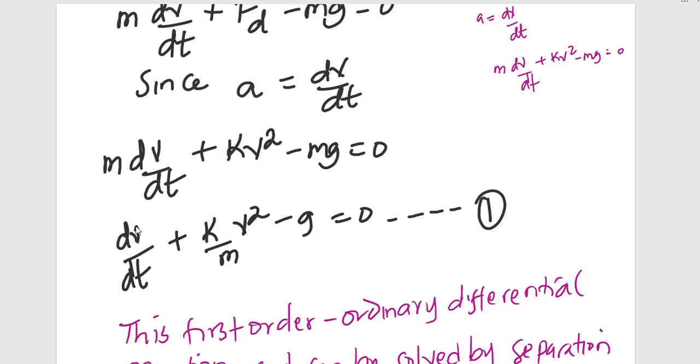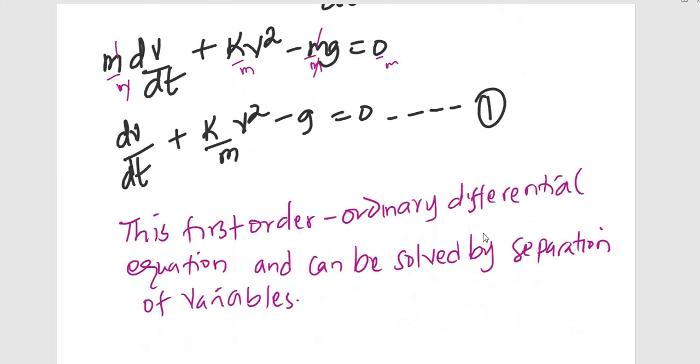If I divide both sides by m, this one will go, that one will go, and of course 0 divided by m remains 0. So I will have a differential equation dv/dt plus (k/m)v squared minus g is equal to 0. This is a first order ordinary differential equation and can be solved by separation of variables.